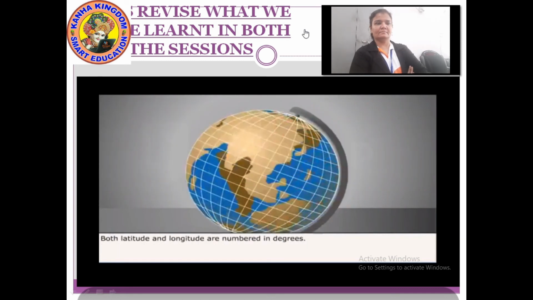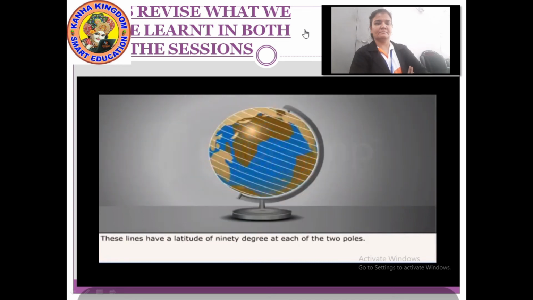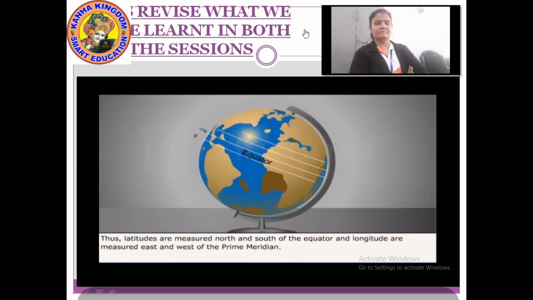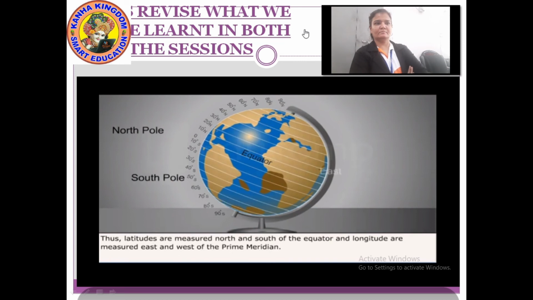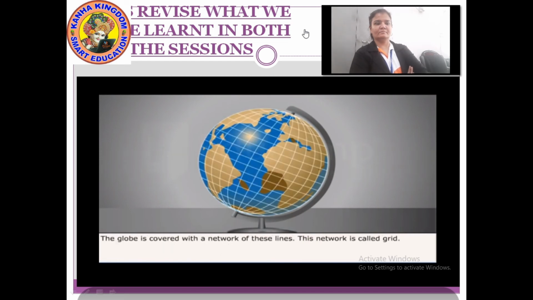Both latitude and longitude are numbered in degrees. These lines have latitude of 90 degrees at each of the 2 poles. Thus latitudes are measured north and south of the equator, and longitudes are measured east and west of the prime meridian. The globe is covered with a network of lines of latitude and longitude. This network is called grid.